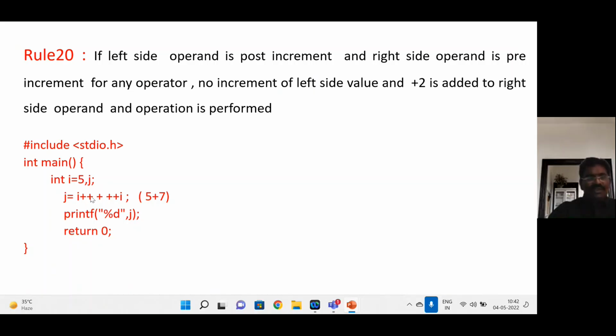And the first one is the post increment, that is equal to 5. 5 plus 7 we can get. Here 5 plus 7 is equal to 12. So that means here is the post increment we are using. That is the same operation we can use. 5 plus 7 is equal to 12. We are getting the answer.